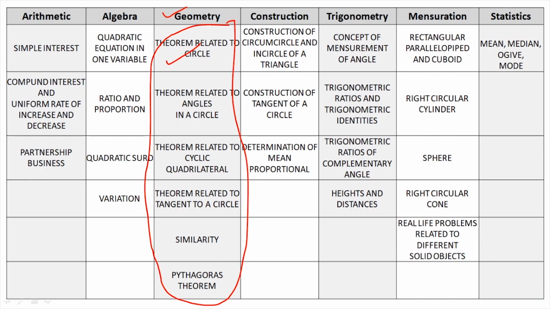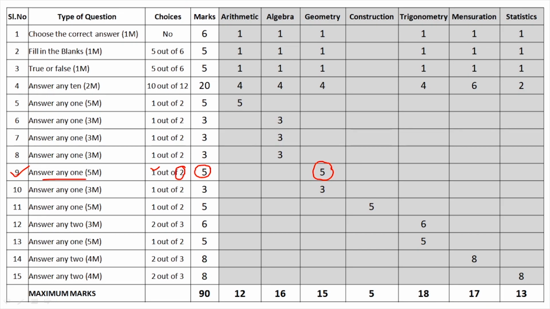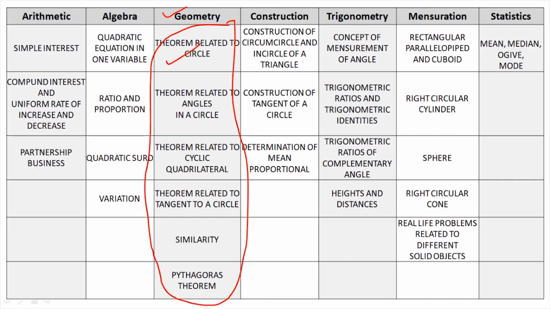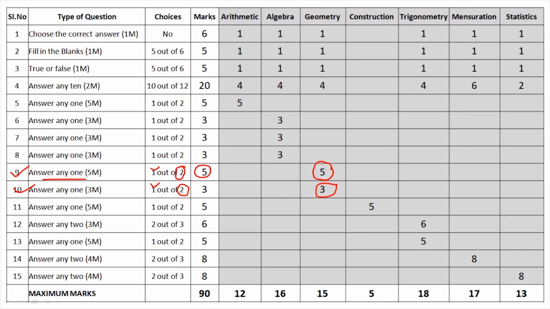Question number 9. Question number 10 will also be from geometry, which will contain 3 marks, and there will be 2 questions and you have to answer one, and this will be the application of the theorem. Only question number 9 will be a theorem. The rest of the questions from geometry will be application of the theorem. The questions in question numbers 1, 2, 3 and 4 will also be application of the theorem, and question number 10 will also be application of the theorem. Only question number 9 will be the theorem itself.